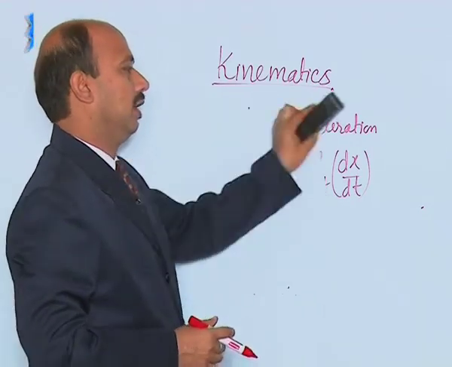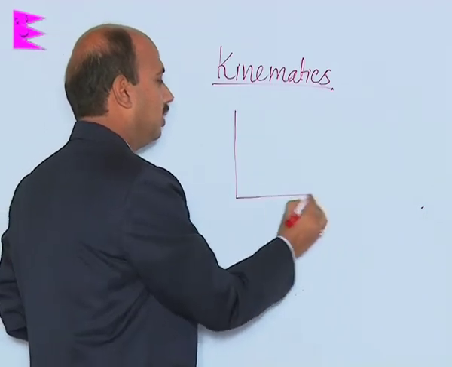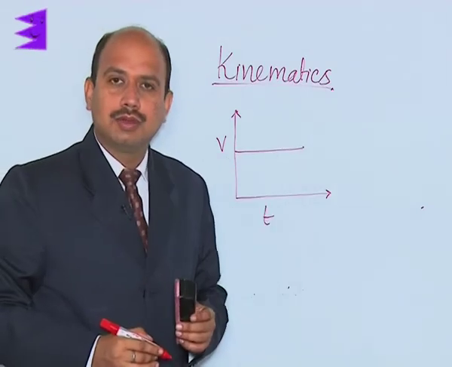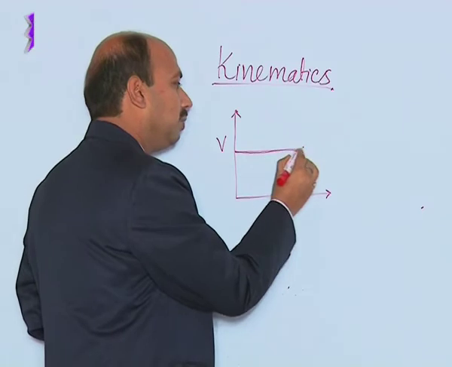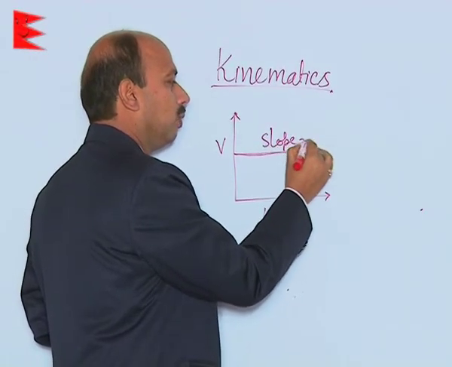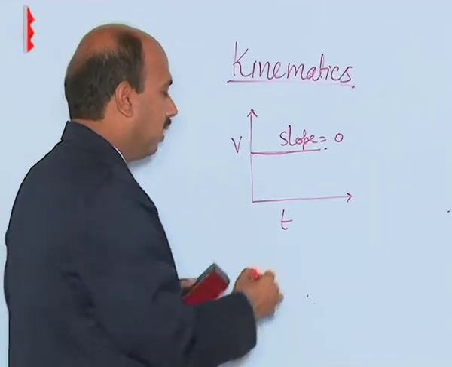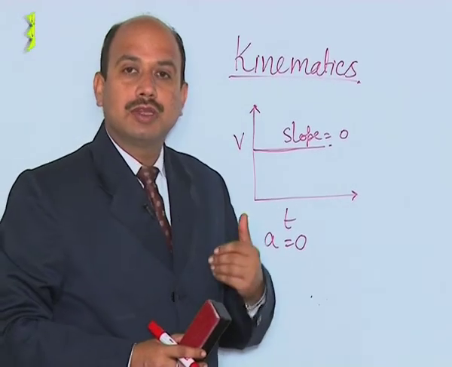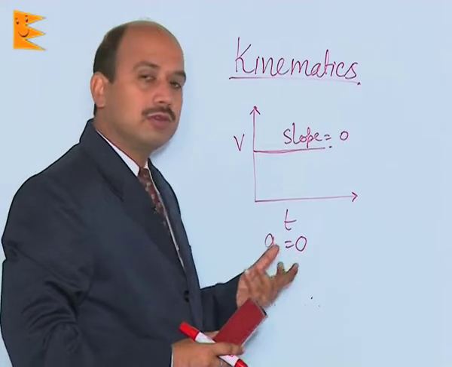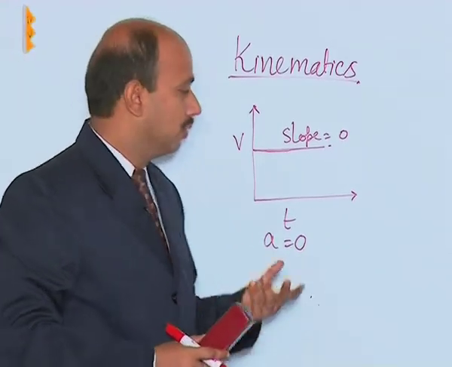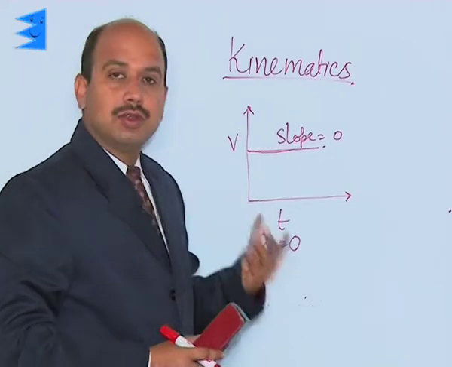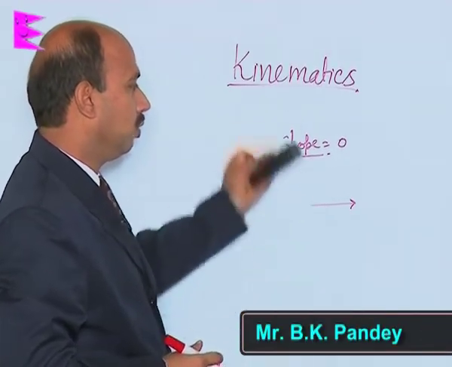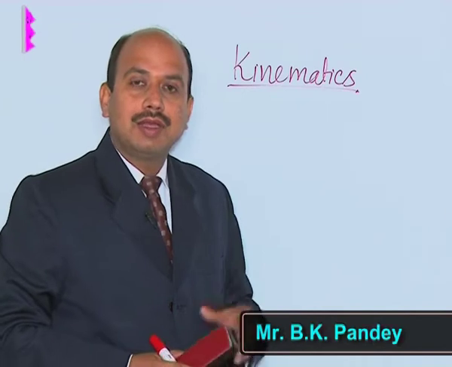Now, see another velocity time graph. If you have taken a velocity time graph like this, here V and T, you are getting a graph in this way. What does it mean? See here, the velocity is not changing with time. In this case, slope is equal to 0. It means acceleration is equal to 0. It means the body is moving with constant speed, or constant velocity. So, when the body moves with constant velocity, we say that it has 0 acceleration.